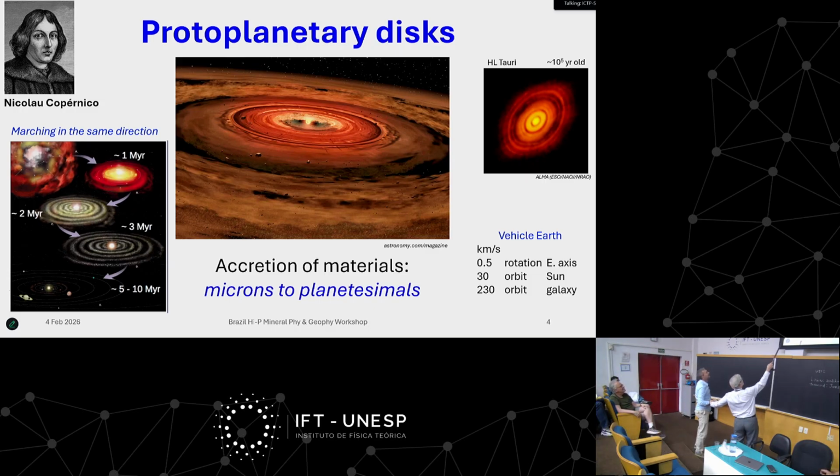See that 1 million year period of time, the 2 million year period of time? It would be in that period when we expect calcium aluminum inclusions to be built. They're built close to the star. They're definitely built during the protoplanetary disk stage.